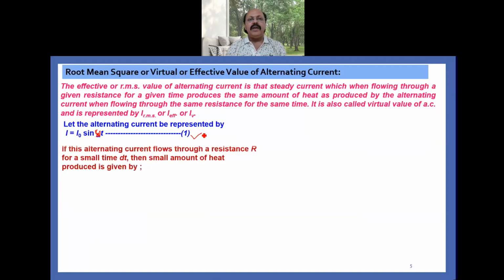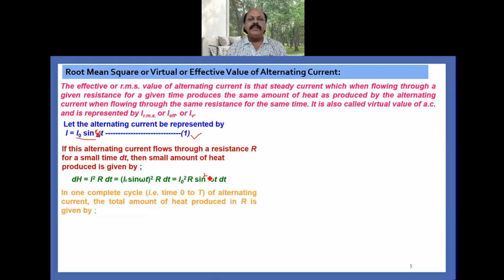If this alternating current flows through a resistance, say R, for a small time dt, then the small amount of heat produced is given by dH equal to I square R dt. Now in place of this I, we have to write the value of I from equation 1, that is I naught sine omega t, and it is a complete square, so I naught square R sine square omega t dt.